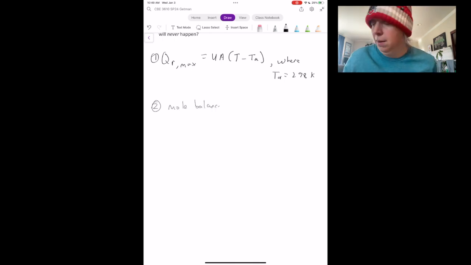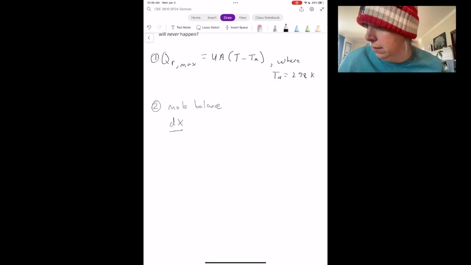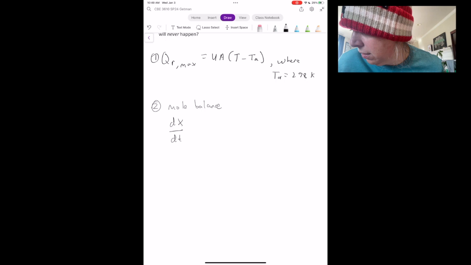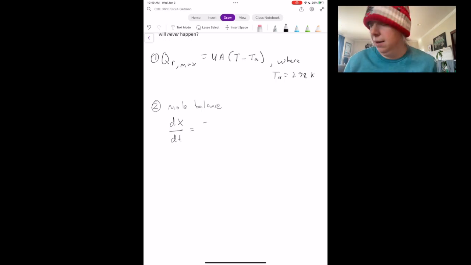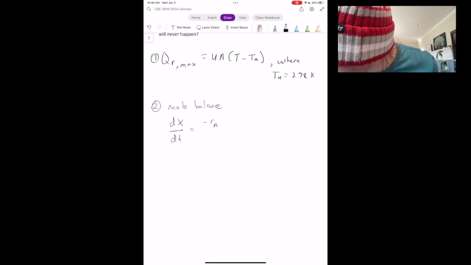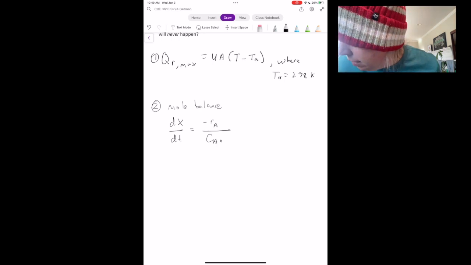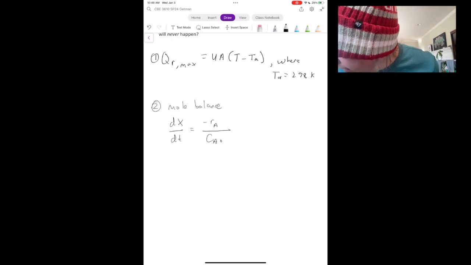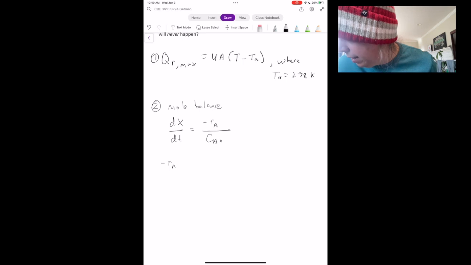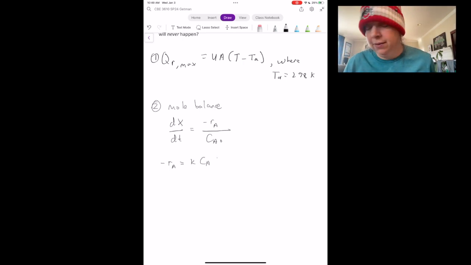So this is a batch reactor. This is a single reaction, so we're going to use a form in terms of x. So dx/dt is going to be equal to minus Ra, species A here is our limiting reactant, divided by Ca naught. So now we need expressions for Ra and Ca naught. Ra is going to be equal to the rate constant times Ca times Cb. That information was given to us.